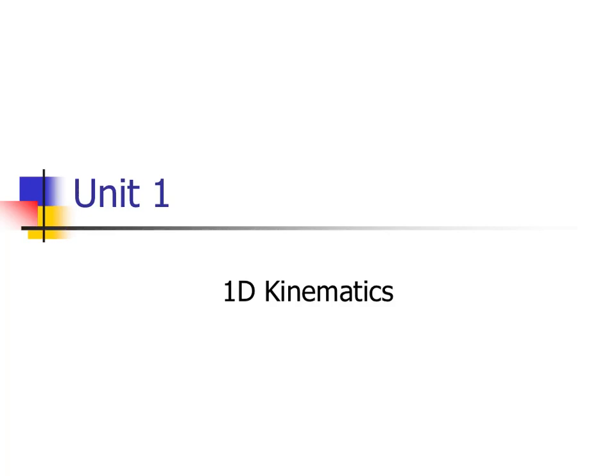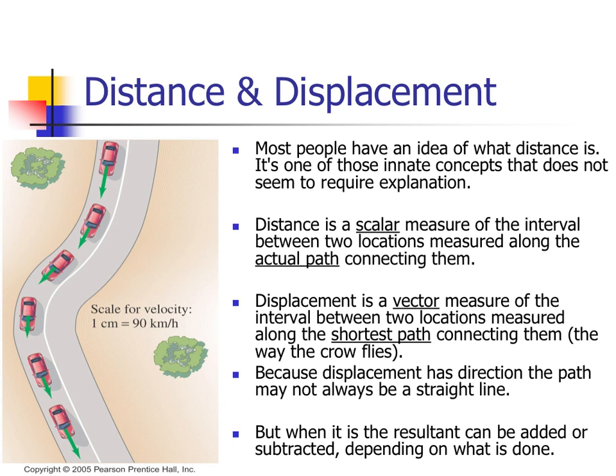Today we'll start talking about Unit 1 kinematics, or 1D kinematics, meaning everything is going to happen in one dimension, at least for now. When we talk about one-dimensional kinematics, we need to at least be talking about distance and displacement.